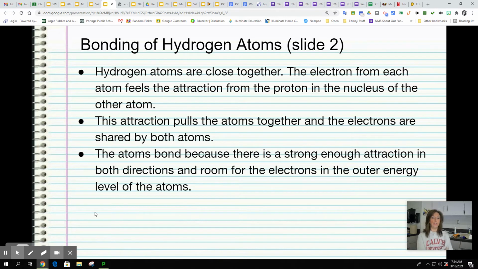Okay, so the hydrogen atoms are close together. The electron from each atom feels the attraction from the proton in the nucleus of the other atom. They pull together. The atoms bond because there's a strong enough attraction in both directions and room for the electrons in the outer energy level, that electron shell of each atom.